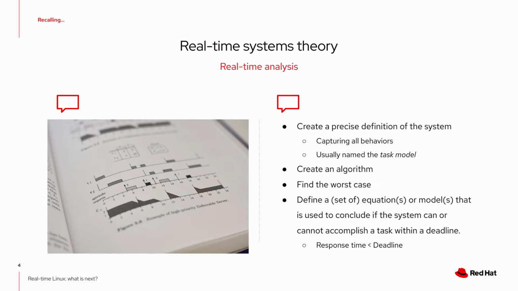This analysis is generally made in terms of mathematical reasoning, like with a theorem. From this explanation and analysis, a set of equations or models is proposed to conclude that the system can or cannot accomplish all the tasks within the deadline. Or, in simple words, showing that the response times of all tasks are shorter than the deadline.